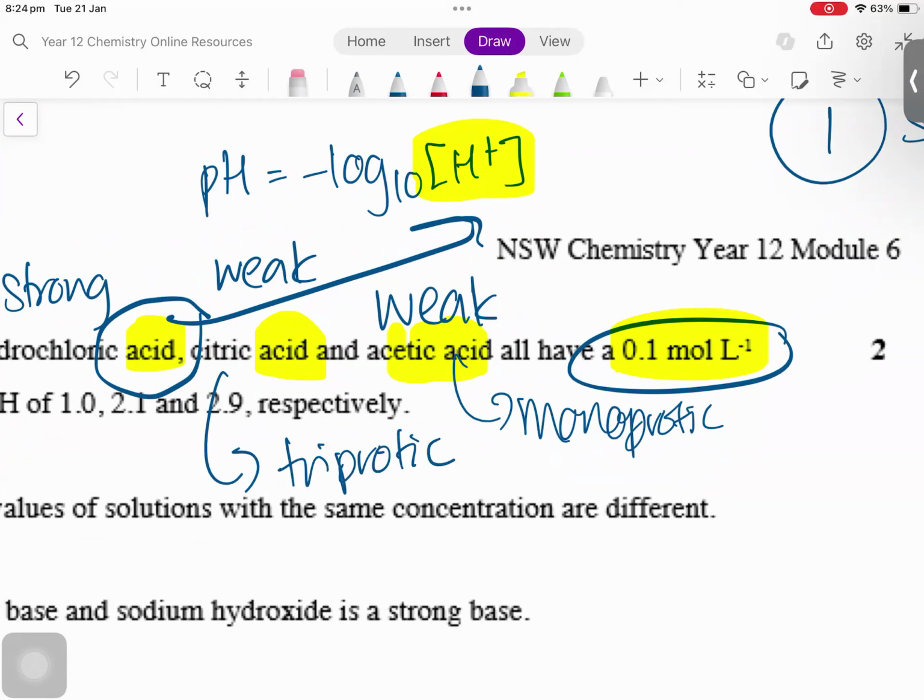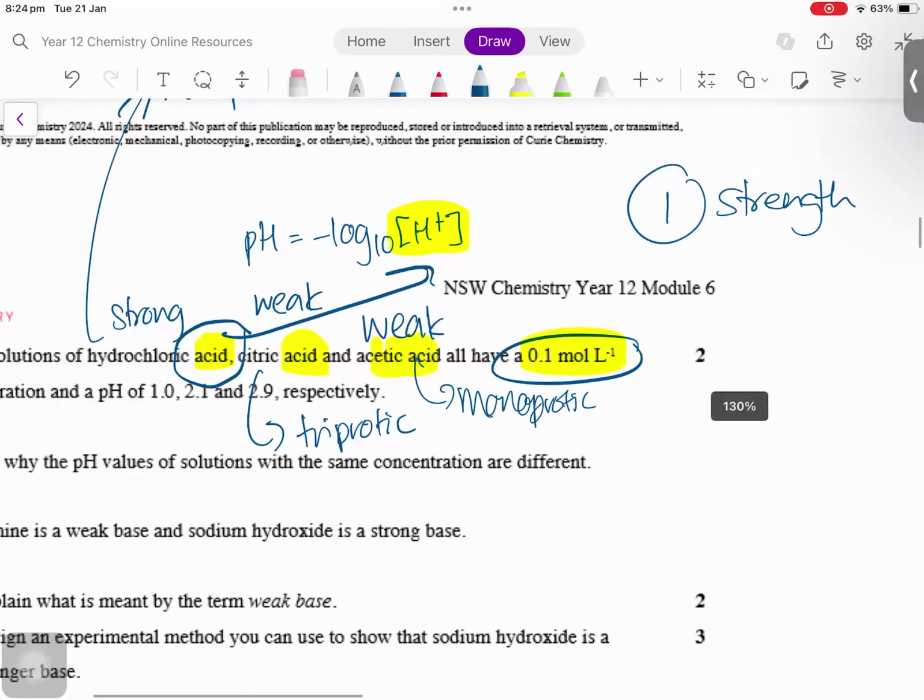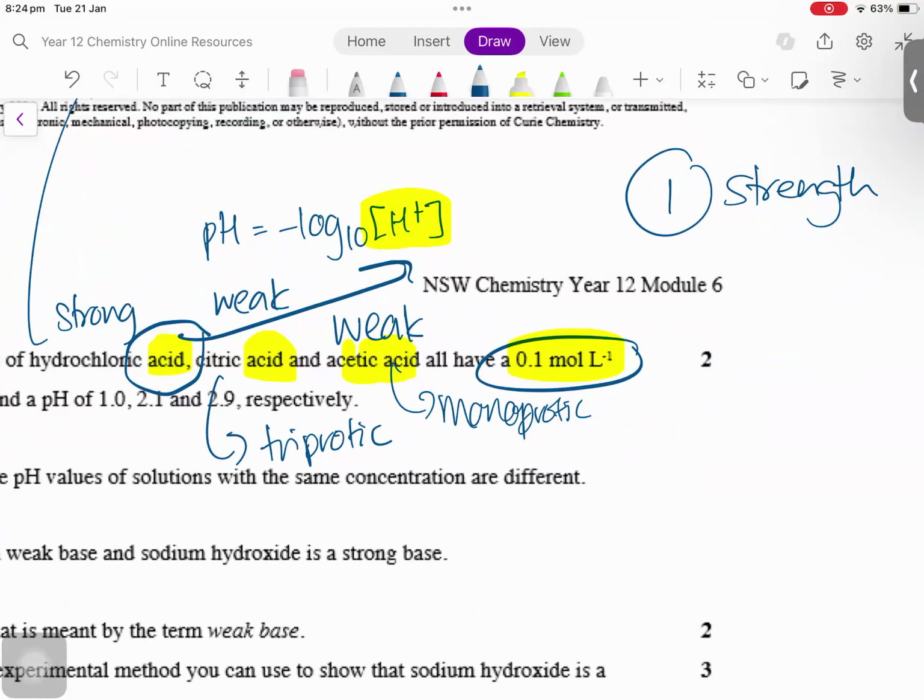Okay. Now, if anyone's confused about one thing, you might be like, why does how many protons it gives away affect the answer if they're both weak? Okay. Which is a fair point, yeah? Who cares if it gives away 3 hydrogens if it's weak and it doesn't even want to give it away? All right. Fair point. Fair point. Okay. Well, I'm going to demonstrate it to you.